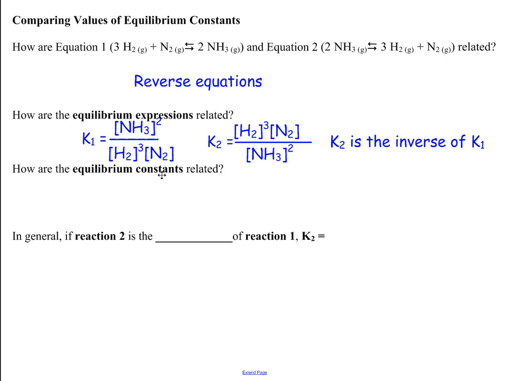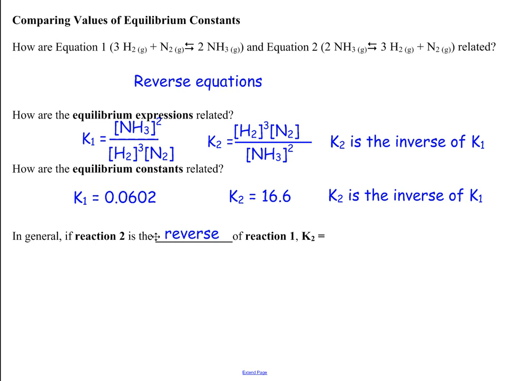Now let's take a look at those mathematical constants, the numbers we calculated. 0.0602 and 16.6. Try it in your calculator. You'll see how they're related. 1 divided by 0.0602 is 16.6. They're the inverse of each other again. So for any pair of reactions, if reaction 2 is the reverse of the first reaction, K2 is the inverse of K1.